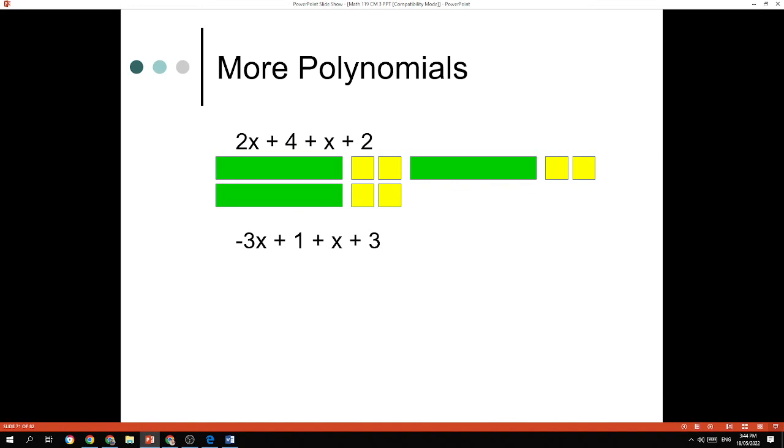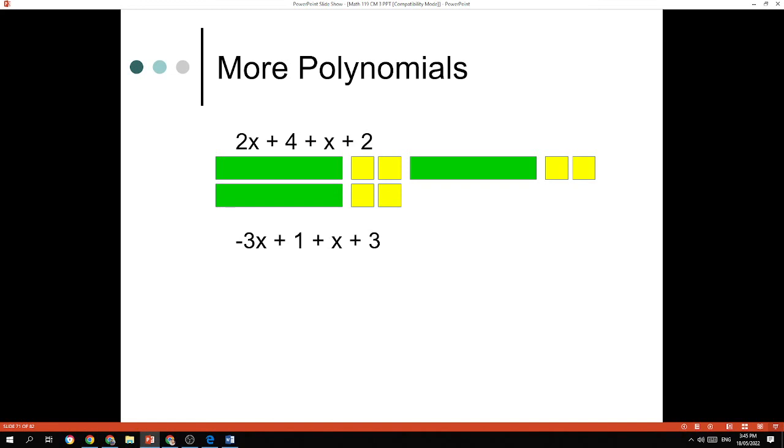Yes, go on. Ronald? 3x plus 6, sir. 3x plus 6. Why, Ronald, using the concept of algebra tiles? Explain. Kindly explain using the concept of algebra tiles.